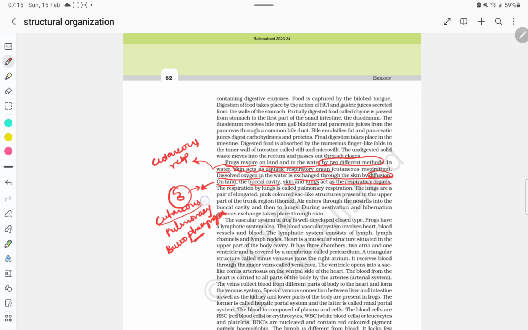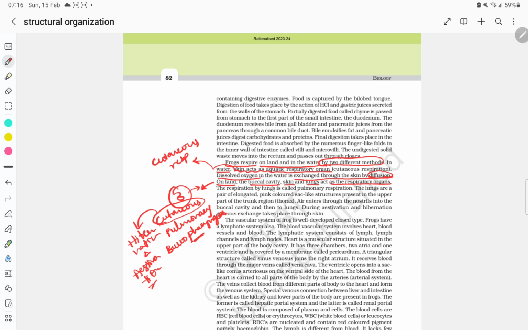When does cutaneous respiration take place on land? Whenever it is in hibernation and estivation. As the metabolic rate is very less and it has to reduce it to conserve the energy, they go for hibernation and estivation. Why? Because they go for cutaneous respiration. Why? Because here just diffusion takes place.